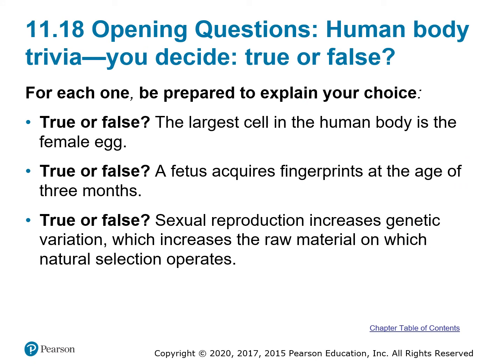So a few of these true false questions. True or false? The largest cell in the human body is the female egg. True or false? A fetus acquires fingerprints at the age of 3 months. And true or false? Sexual reproduction increases genetic variation, which increases the raw material on which natural selection operates. And actually, all of these are true.